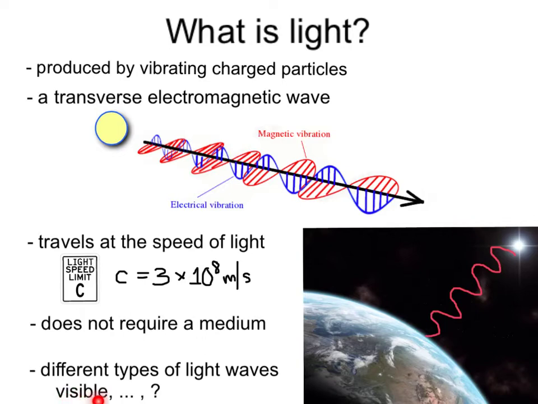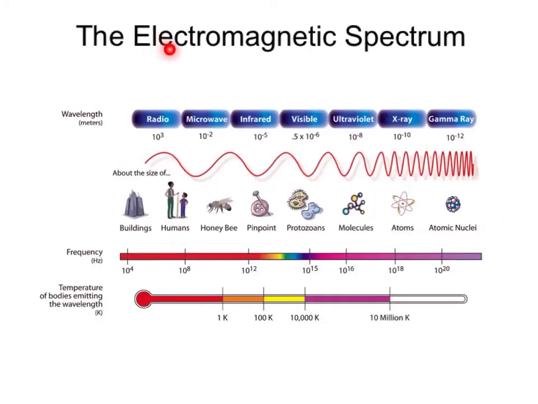So we know about visible light waves, but what are the different types of light waves? Let's see. The electromagnetic spectrum. Here we see light waves are transverse waves. We can see the visible part of the electromagnetic spectrum, but that's only a very small part of the entire spectrum. There are also radio waves, microwaves, infrared, ultraviolet, X-ray, and gamma rays.